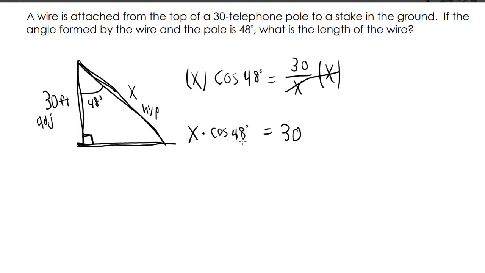Then, what do we do after this? Well, to get rid of the cosine of 48, we have to divide. So we divide by the cosine of 48. What you do to one side, you do to the other. So the cosine of 48 will cancel out, and you're just left with x equals 30 divided by the cosine of 48 degrees.